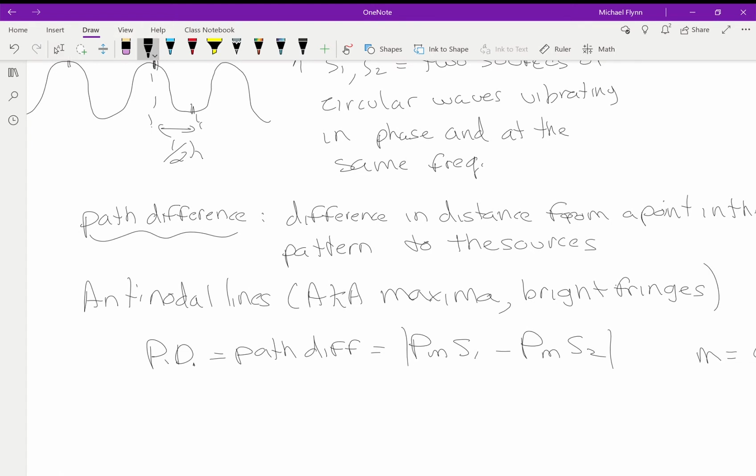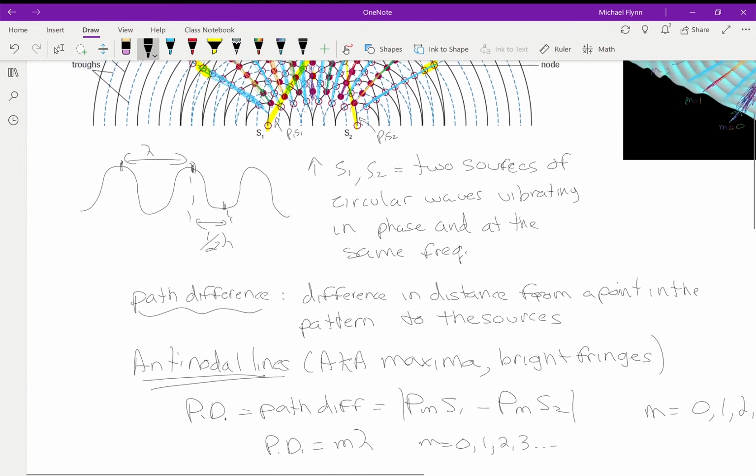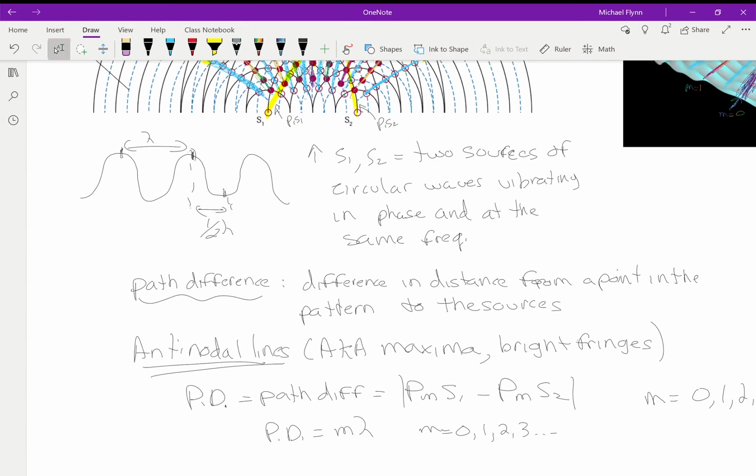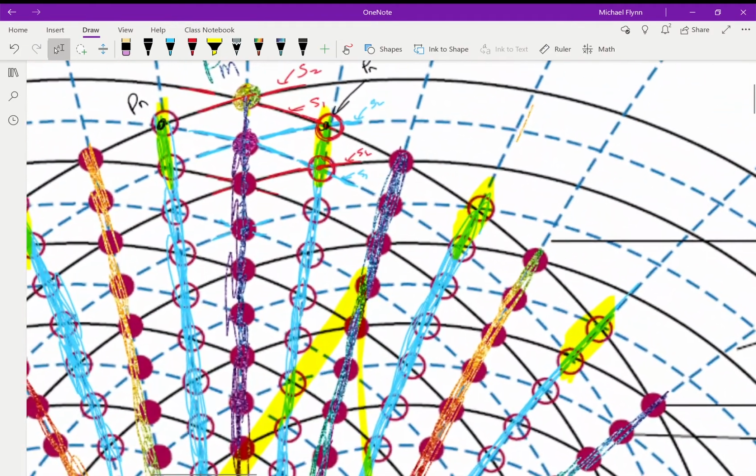We have a formula, let me explain. What you do is, for the antinodes, for these antinodal lines, what you'll find is that the path difference is equal to m times the wavelength, where m is equal to 0, 1, 2, 3, and so on. So what's happening is, if the difference in path of the two waves is a whole multiple of a wavelength, you're going to get lines of constructive interference. So that includes 0. If there's no difference, that's right along the middle.